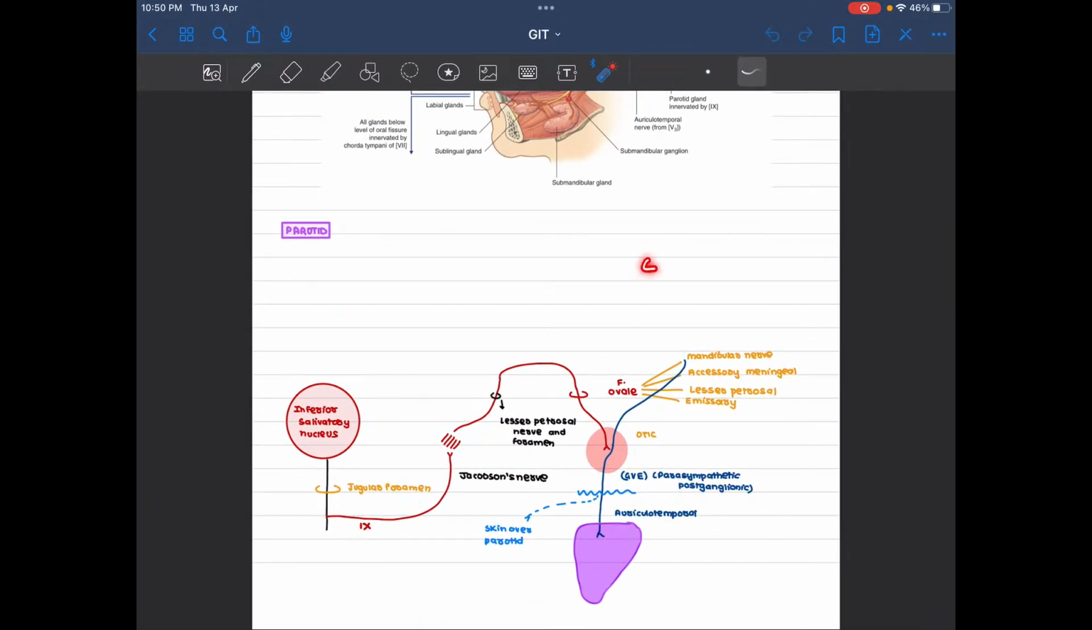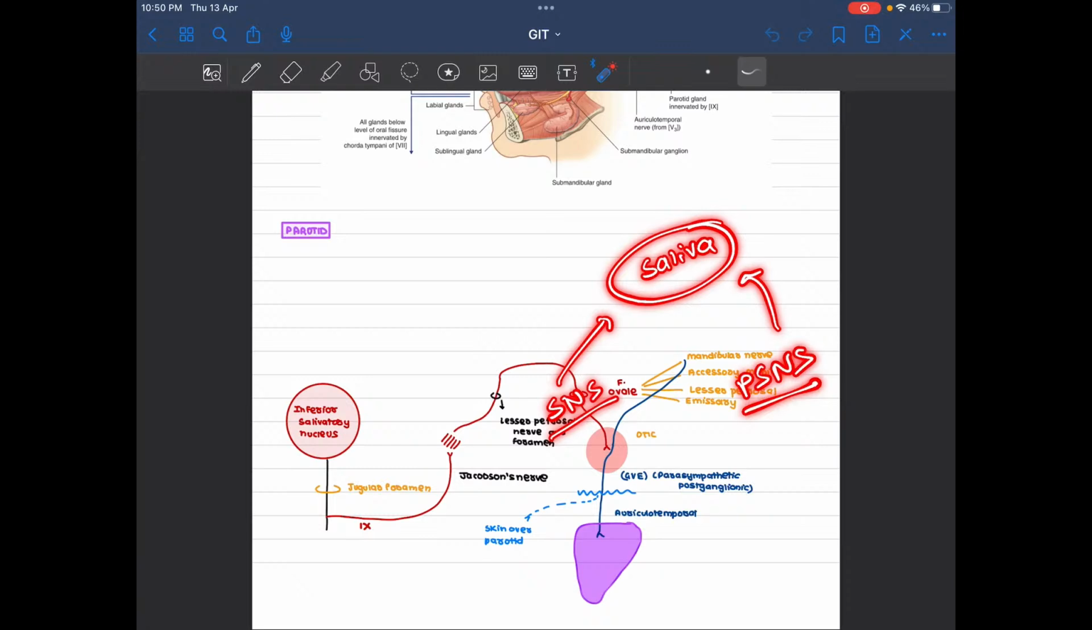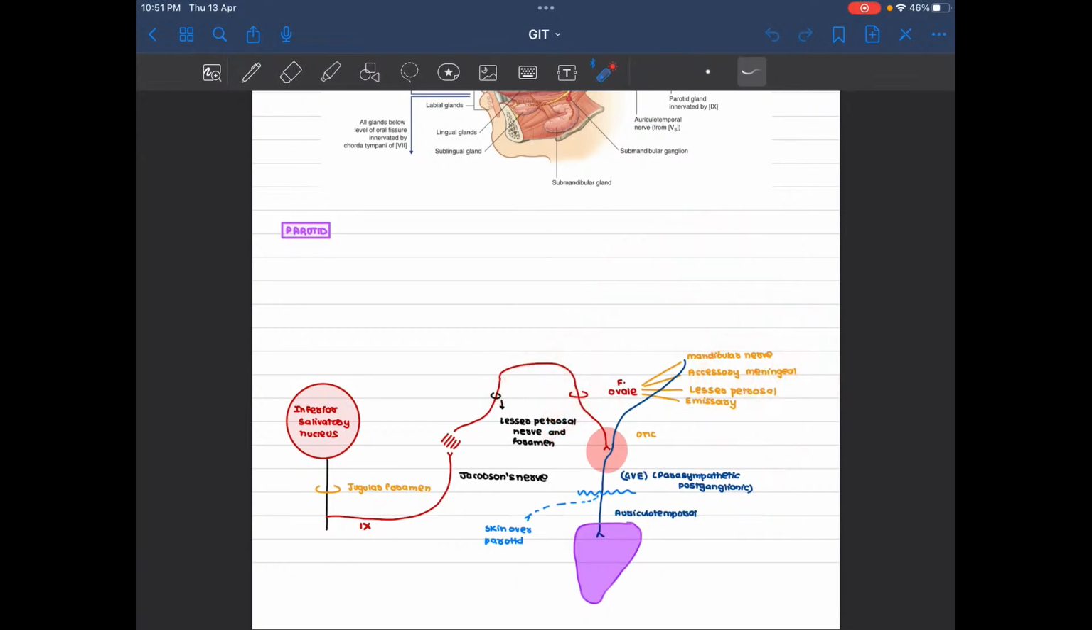Whenever you talk about saliva, this is an important MCQ. Who stimulates saliva? Actually, the sympathetic nervous system as well as the parasympathetic nervous system both increase the secretion of saliva. But if someone asks you what is the predominant one, obviously it's the parasympathetic nervous system which plays a major role in your salivary secretions. But it's not that the sympathetic nervous system doesn't play a role. Both increase the secretion of your saliva.